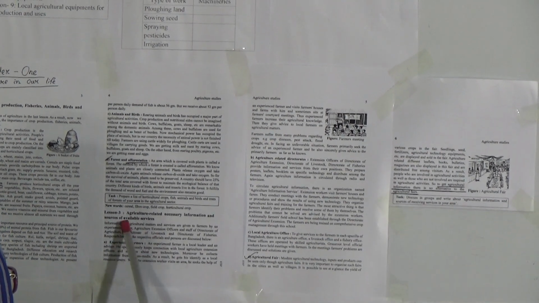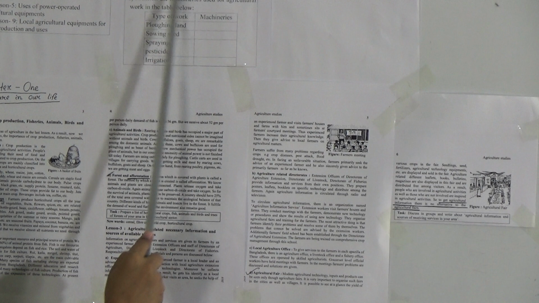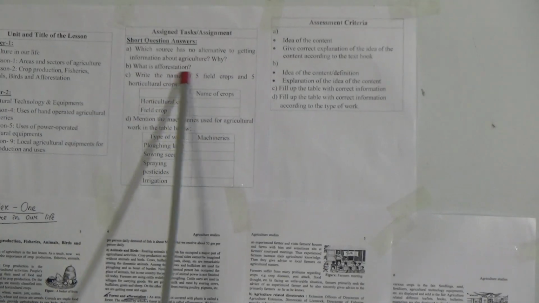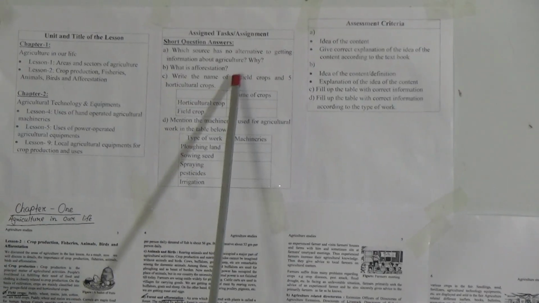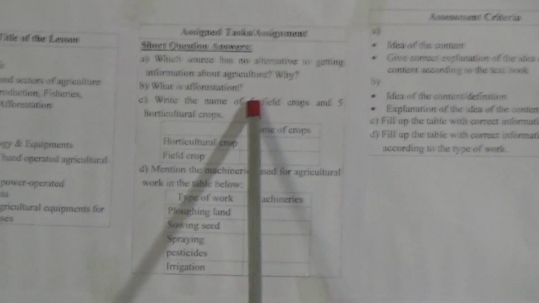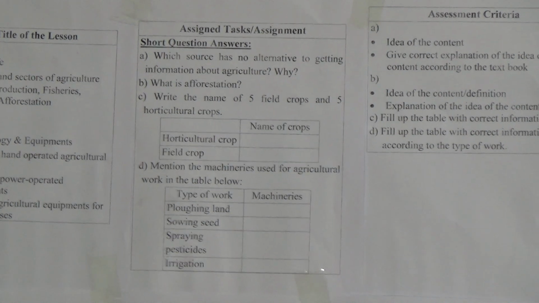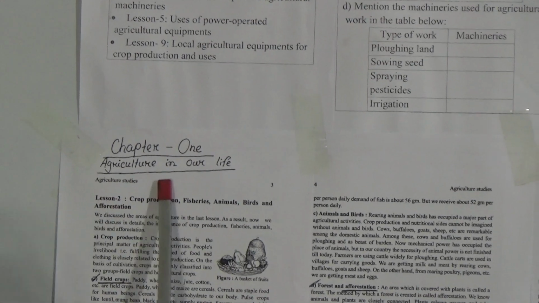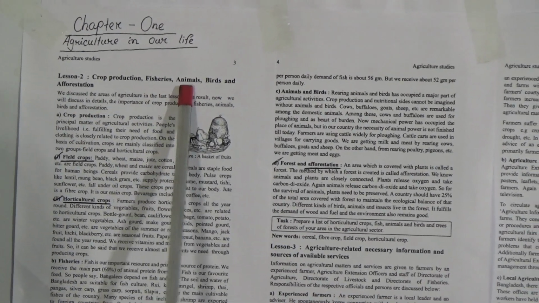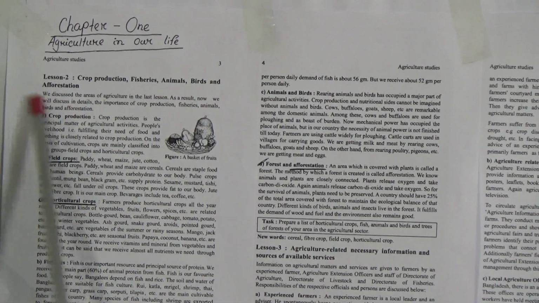Okay, from actually the 4 sources you can get some idea for the first question answer. Okay, now we have to go to number 2. That means what is afforestation? Okay, so for this, students, you have already seen that in lesson 2, chapter 1, agriculture in our life, they are lesson 2, that means crop production, fisheries, animals, birds and afforestation.